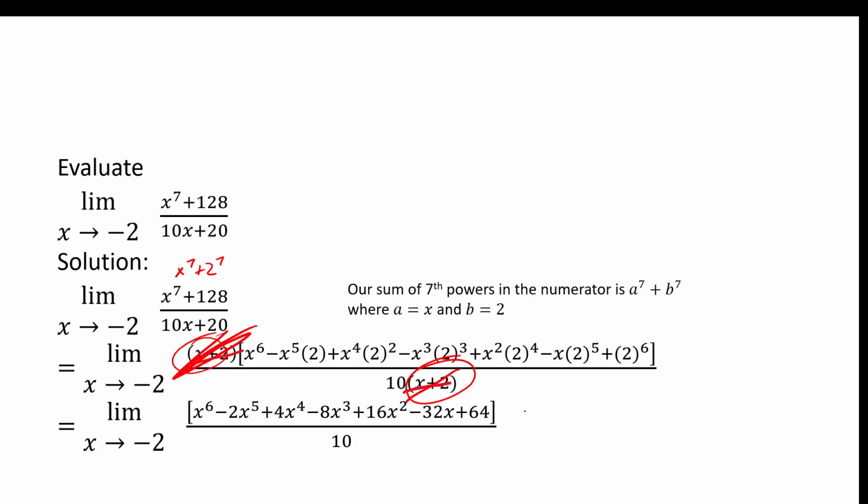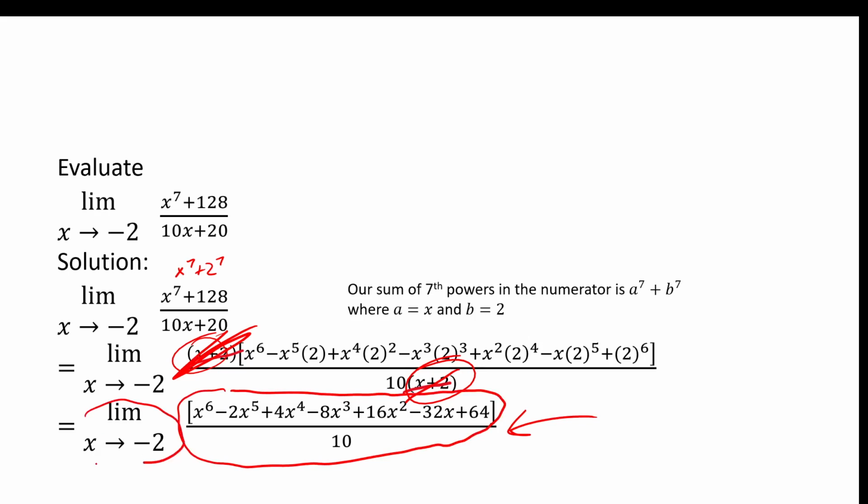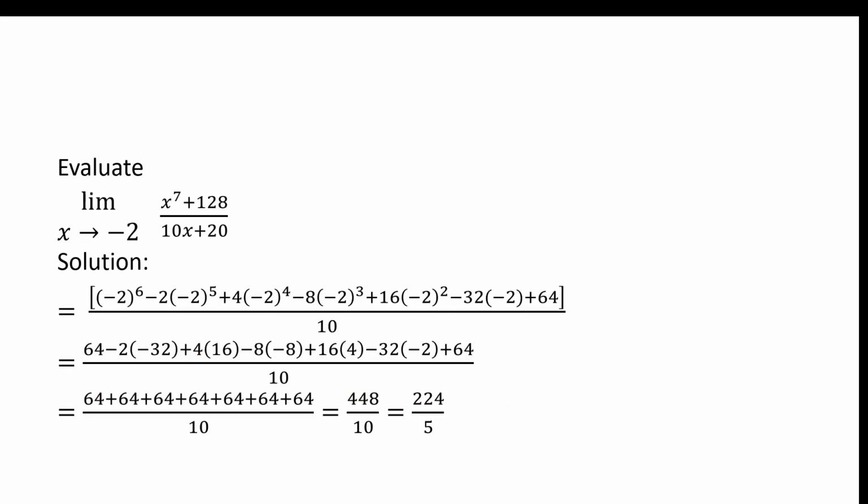Now, we don't necessarily have to show this next step, but we're going to just clean it up a little bit. We still have x's in the numerator, so we're still showing our limit notation. We're also showing our equal signs here. It's important in a question like this to show where all our equal signs are, putting them in the right spot. So now we're going to plug in -2's, and we end up on top with a whole bunch of 64's added together. The top ends up actually being 448, the bottom is 10, and that's equal to 224 over 5.